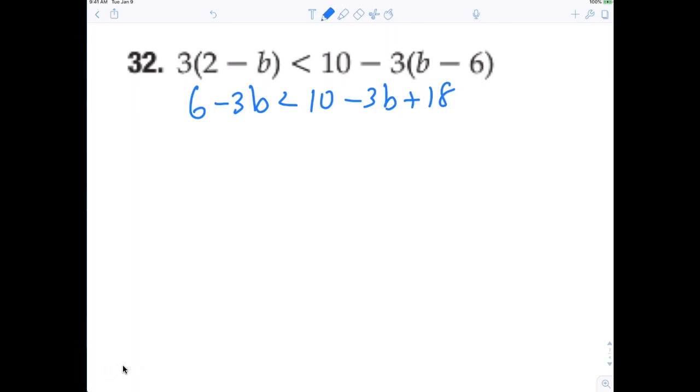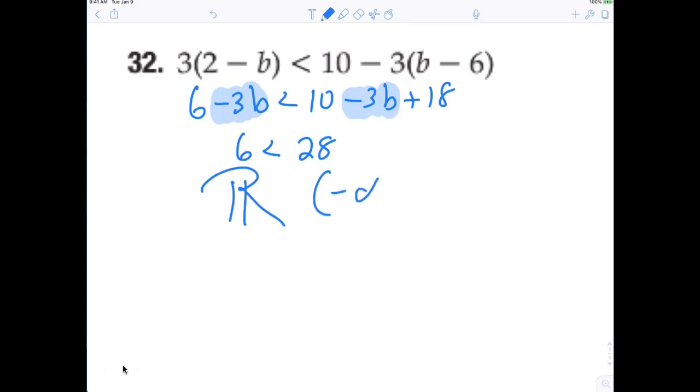Once again, what happens to the negative 3b's? They cancel out. So what am I left with? 6 is less than 28. Is that true or false? True. Is 6 less than 28? Yes. Good thinking. 6 is definitely less than 28. So that's a true statement. So now we say it's all real numbers.